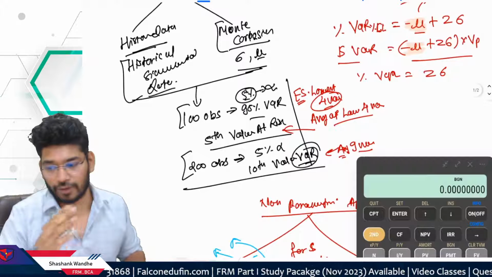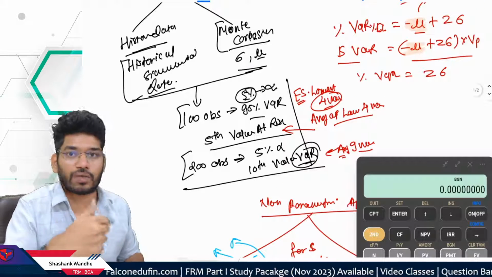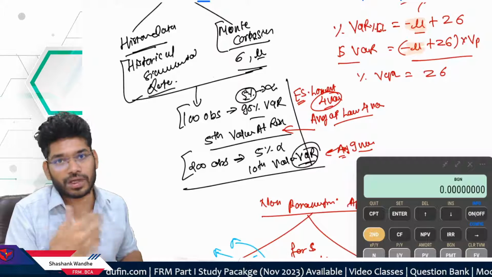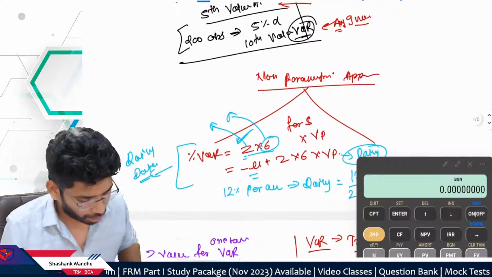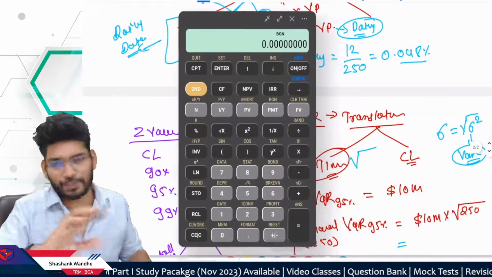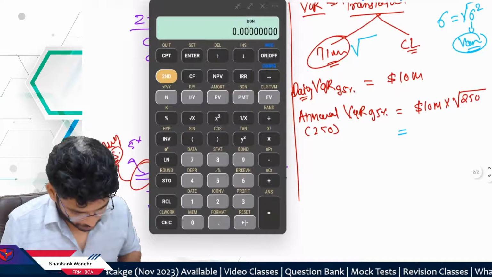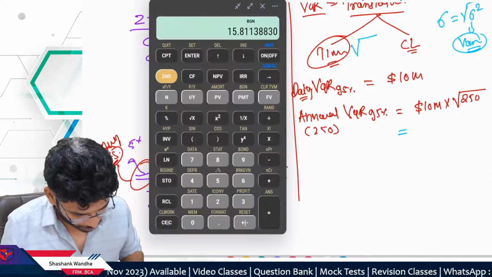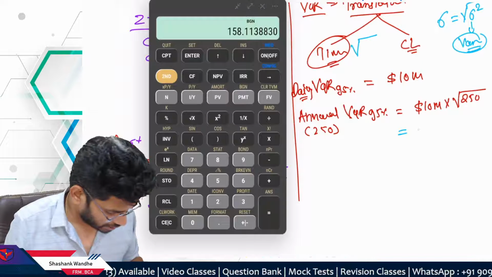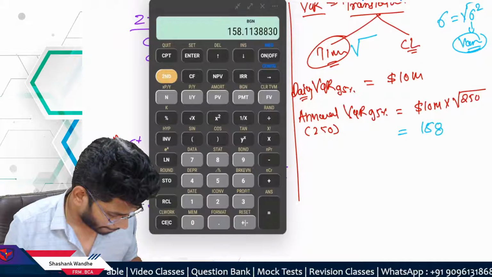One more thing for the historical simulation. I skipped the illustration because when we see the book, there are illustrations and I will show you all of them. So right now don't bother about the illustrations for that particular part. Now for the time translation, this is simple. You simply take the square root of 250 multiplied by 10. Whatever is the answer is your annual VaR.